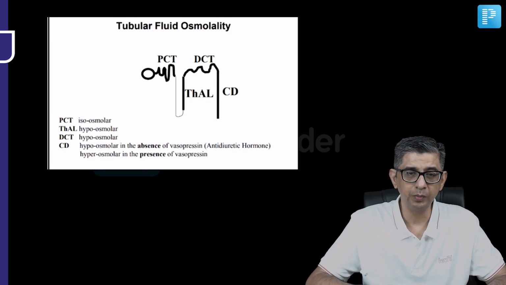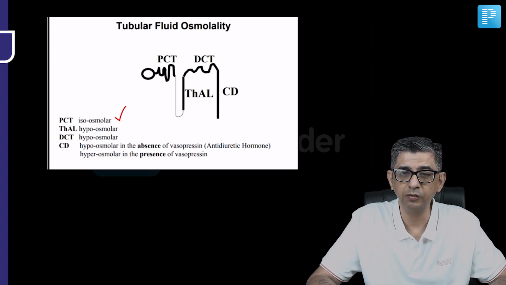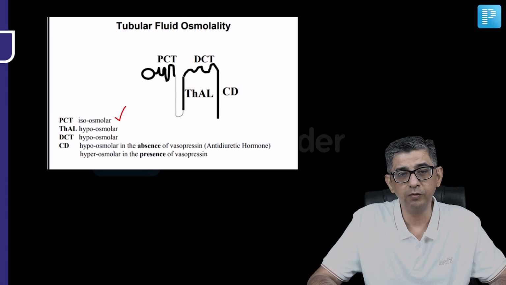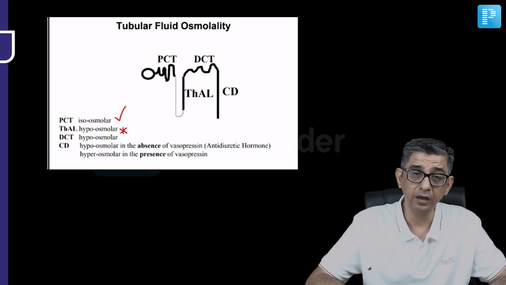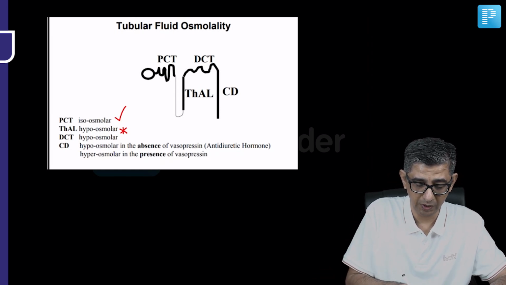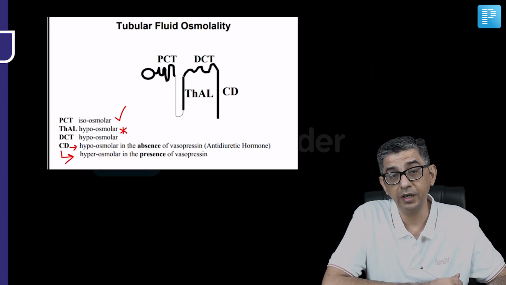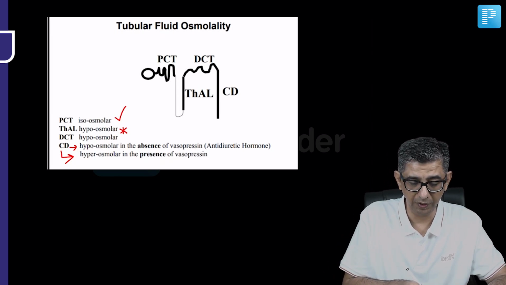I also have a diagram to support this, that the fluid that comes out of the PCT will be isoosmolar. Then for the thick ascending limb of the loop of Henle, this would be hypoosmolar once again. And in the collecting duct, if he specifically talks about the collecting duct per se, then in the absence of vasopressin, it would be hypoosmolar. And if there is SIADH in excess, then there would be a hyperosmolar tubular fluid, or ultrafiltrate, per se.